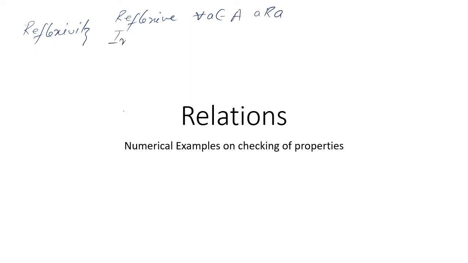Then I can have the irreflexive relation where for every A belonging to the set A should not be related to A, and then I can have the non-reflexive relation. A non-reflexive relation is one which is neither reflexive nor irreflexive. Then the second category of properties was the symmetricity property, under which once again I can have three types of relations.